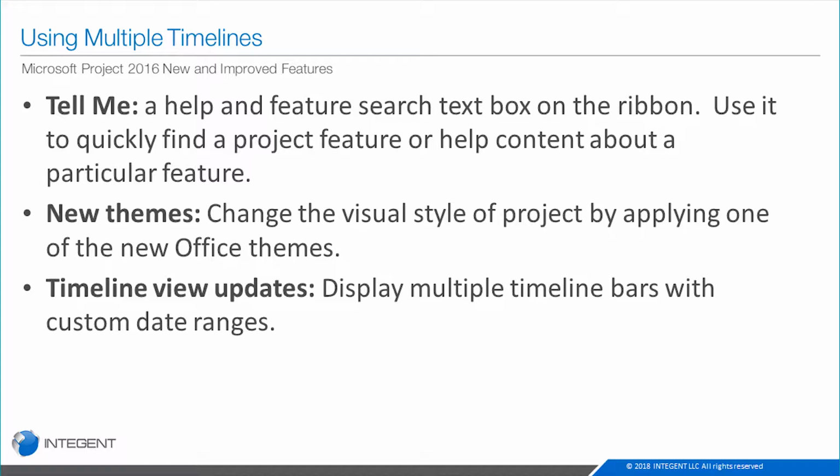You can use it to quickly find project features or help content about specific features that you want to use. There were also some new themes introduced. You can change the visual style of Project by applying one of the many new Office themes. And then, of course, the timeline view updates. The two significant things there are that you can now have more than one timeline bar, as well as custom date ranges. So no longer does it always have to be the entire date range of the project. Now we can specify that one timeline may focus on a specific time frame. So, great new additions there.